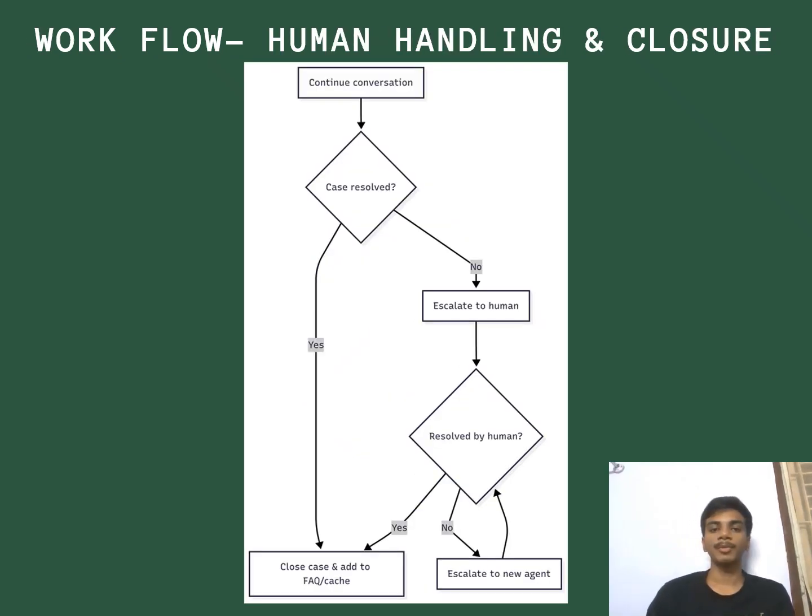This is the workflow of human handling and closure. When the bot continues its conversation, we will always check whether the case is resolved or not. If the case is solved, we will close the case and add it to the FAQs and cache. If the case is not solved, we will escalate to a human agent. If the case is solved by the human agent, we will close the case and add it to the FAQ. Otherwise, if the case is not solved, we will escalate to a new agent and the process continues.